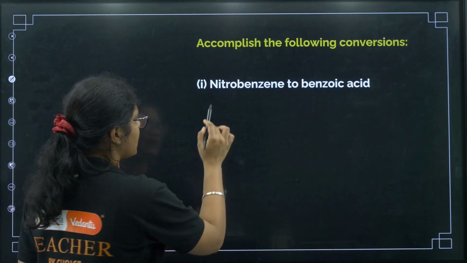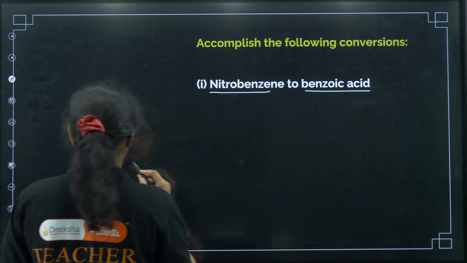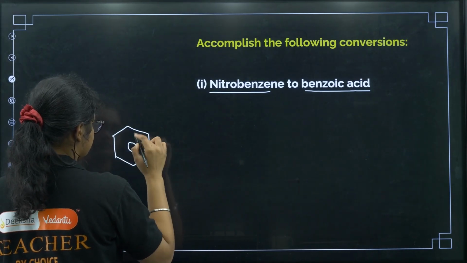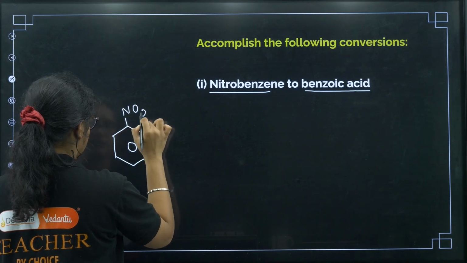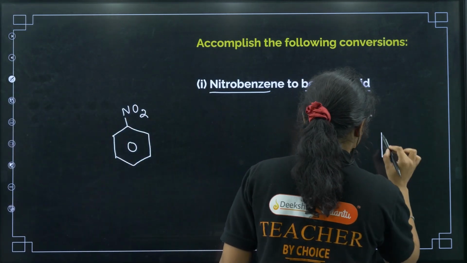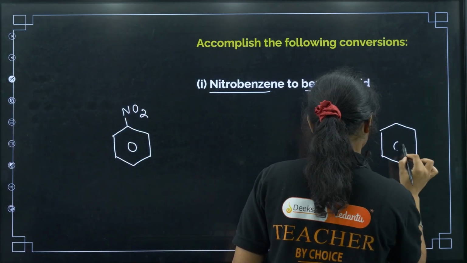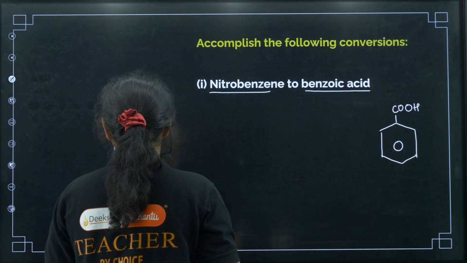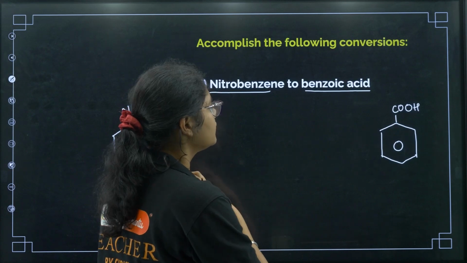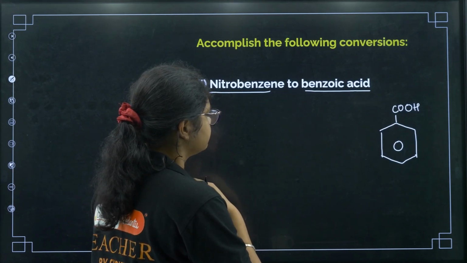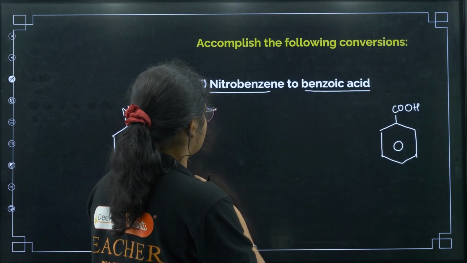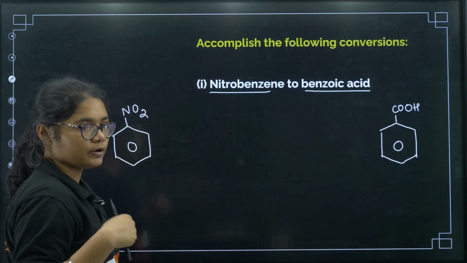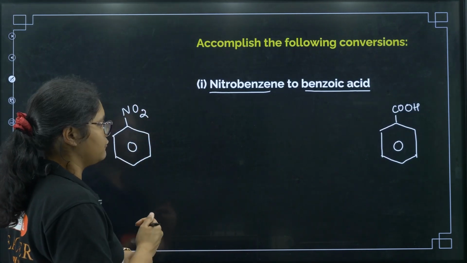Next is nitrobenzene to benzoic acid. Nitrobenzene to benzoic acid. What we can do here is, I think this one will follow your benzene diazonium chloride, what I feel.